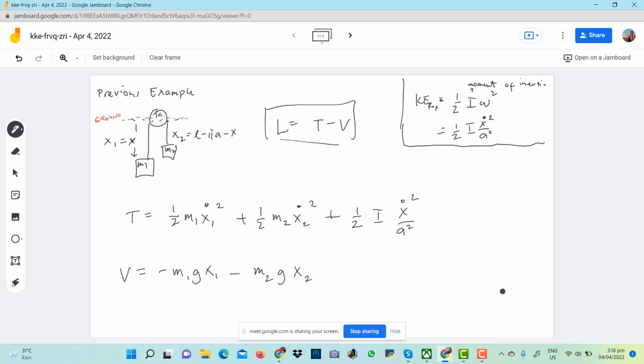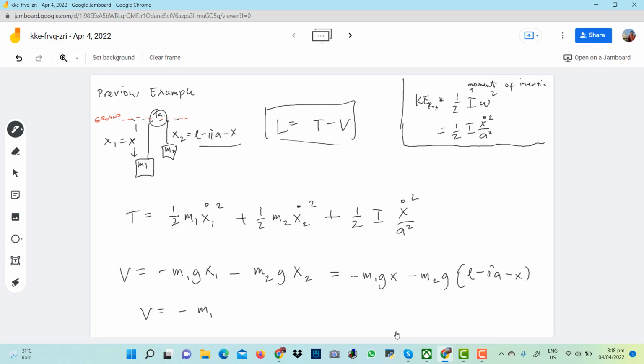x1 is just x, while x2 is equal to L minus pi a minus x. Therefore, I can rewrite V as minus M1 g times x minus M2 g times L, take note, L is constant, minus pi a minus x. So in this case, the potential is just minus m1 g x minus m2 g (L minus pi a minus x). As you can see, the potential is just a function of x.